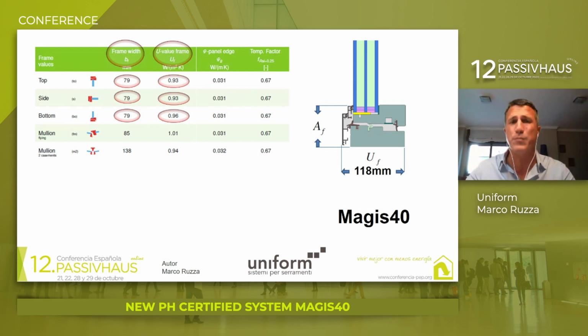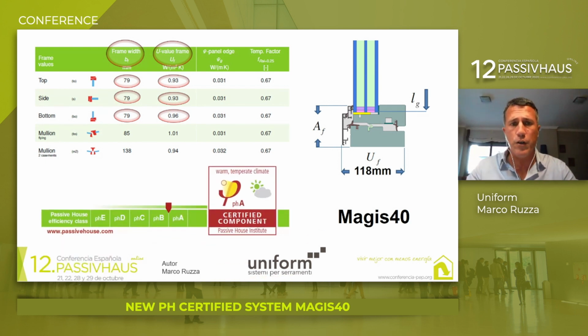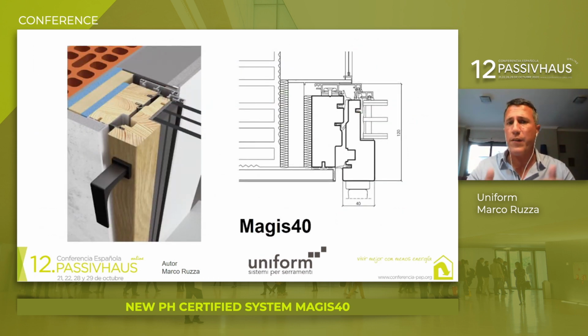So we're talking about minimalist profiling, the most minimalist profiling for warm and hot climates. And in this, as I said before, MAGIS40 is the first window that is included in the PHA efficiency class for hot and warm climates. It's a minimalist passive window which offers other installation benefits. For example, the frame can be concealed. It's easy to install, can be done with lifting or tilting and sliding options.